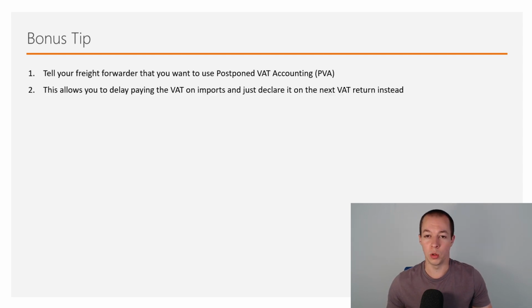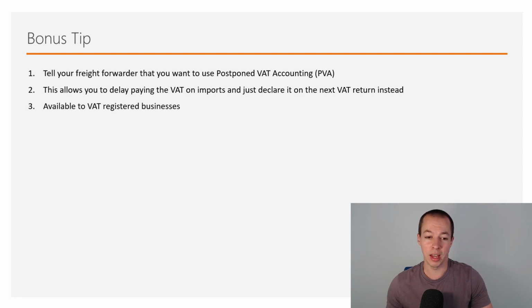So what this allows you to do is delay paying the VAT on imports and just declare it on your next VAT return instead. So what had happened in the past is when you import goods as a VAT registered seller, you'd pay that VAT up, so you'd lose that from your cash flow, but then you could claim it back on your next VAT return. Instead, with the PVA scheme, you can delay paying it at the point of import. Instead, simply just declare it on your next VAT return. So you never actually pay out that VAT and claim it back. It just gets declared on the VAT return. So it can really, really help with cash flow.